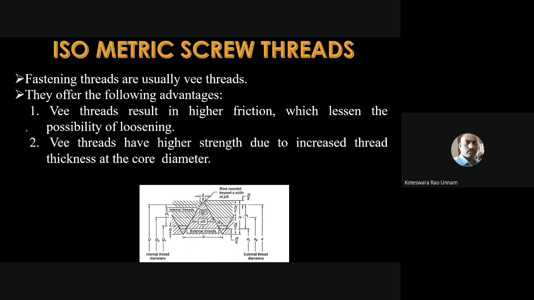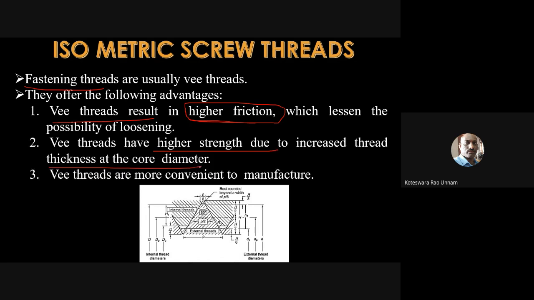Okay, right. So in case of V threads, since the friction is very high, they are the most preferred thread profiles for fastening. And also the other advantage is they have a higher tensile strength due to increased thickness at the core diameter. And V threads are more convenient to manufacture. This is also another advantage. So if you compare to the other threads, these are the easiest form of thread which can be easily manufactured.